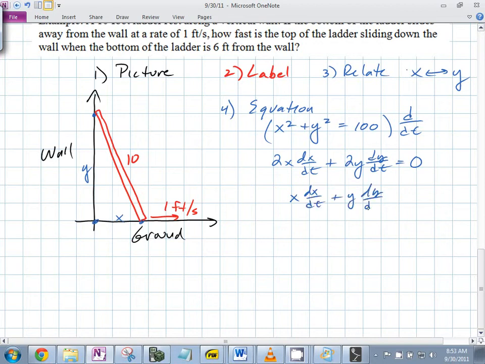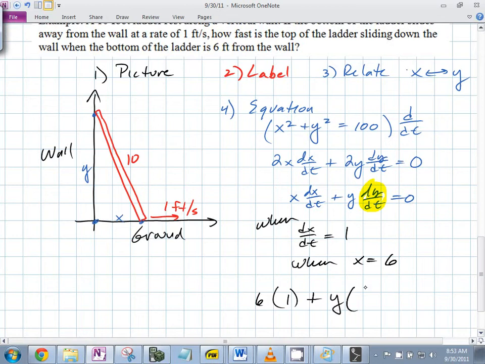So now which one do we want? We want dy/dt when what? We know dx/dt is equal to what? 1. And we want it when x equals 6. Yep. So we have 6 times 1 plus y times dy/dt is equal to 0. So what do we still need?